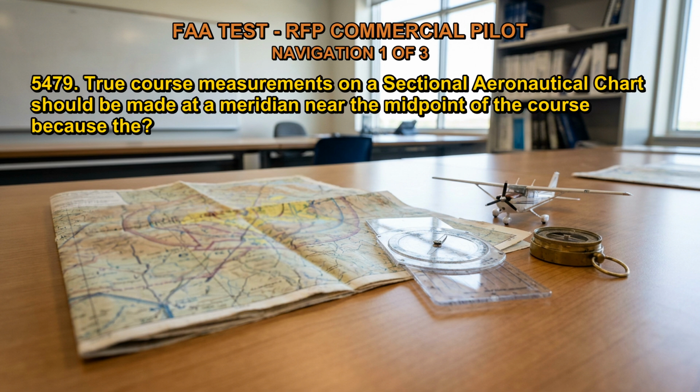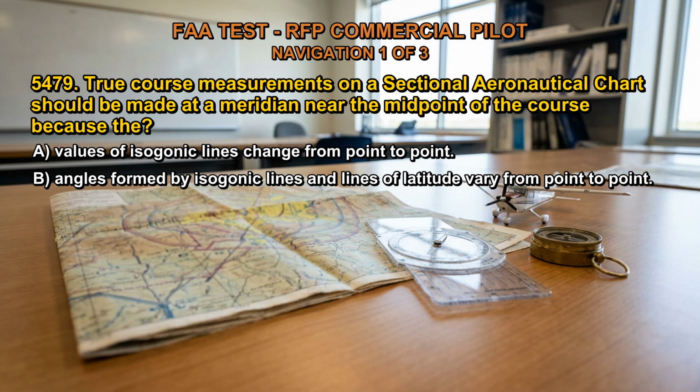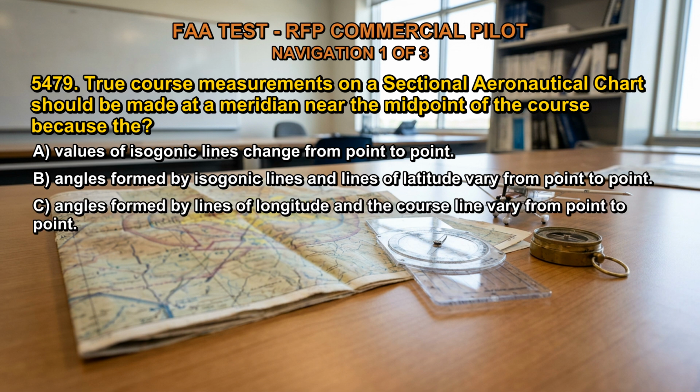5479. True course measurements on a sectional aeronautical chart should be made at a meridian near the midpoint of the course because the: A. Values of isogonic lines change from point to point. B. Angles formed by isogonic lines and lines of latitude vary from point to point. C. Angles formed by lines of longitude and the course line vary from point to point.